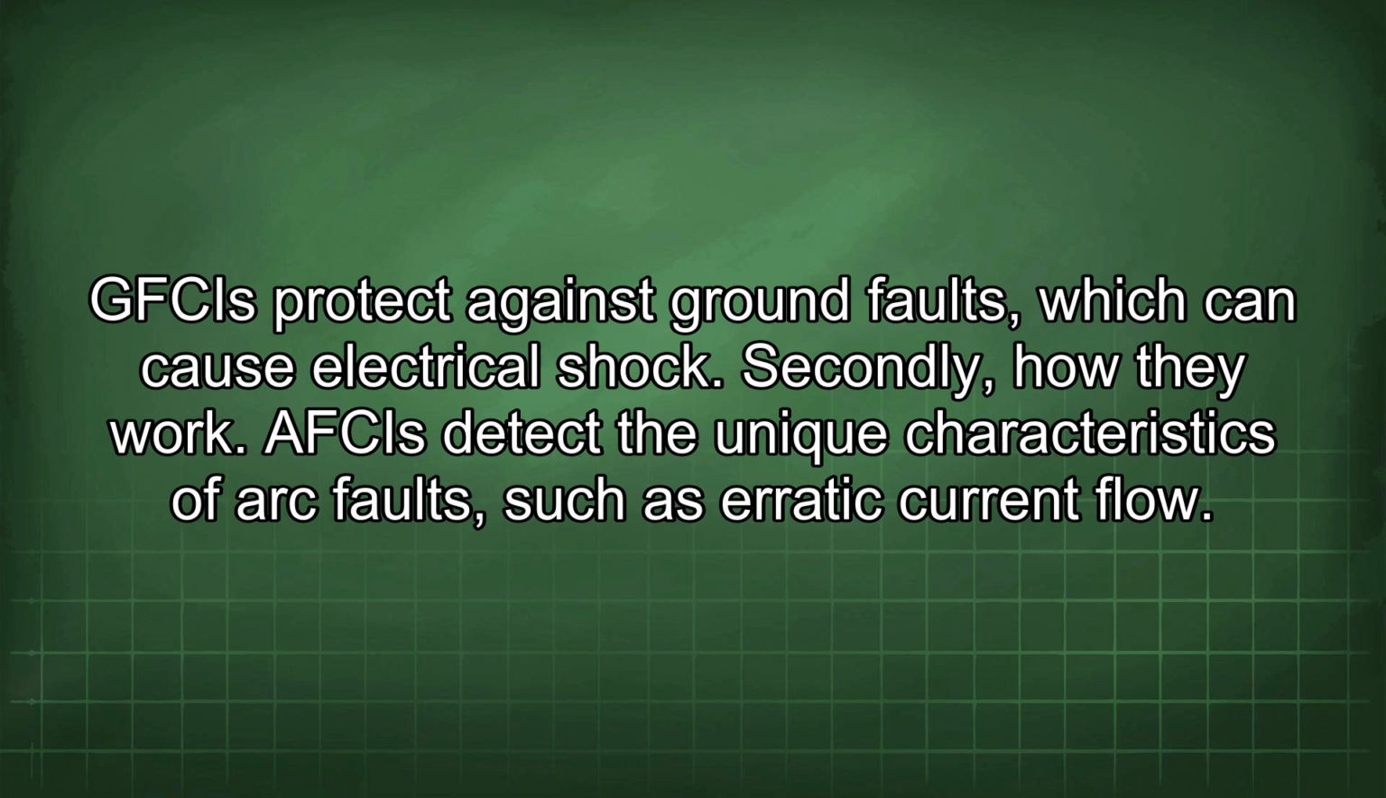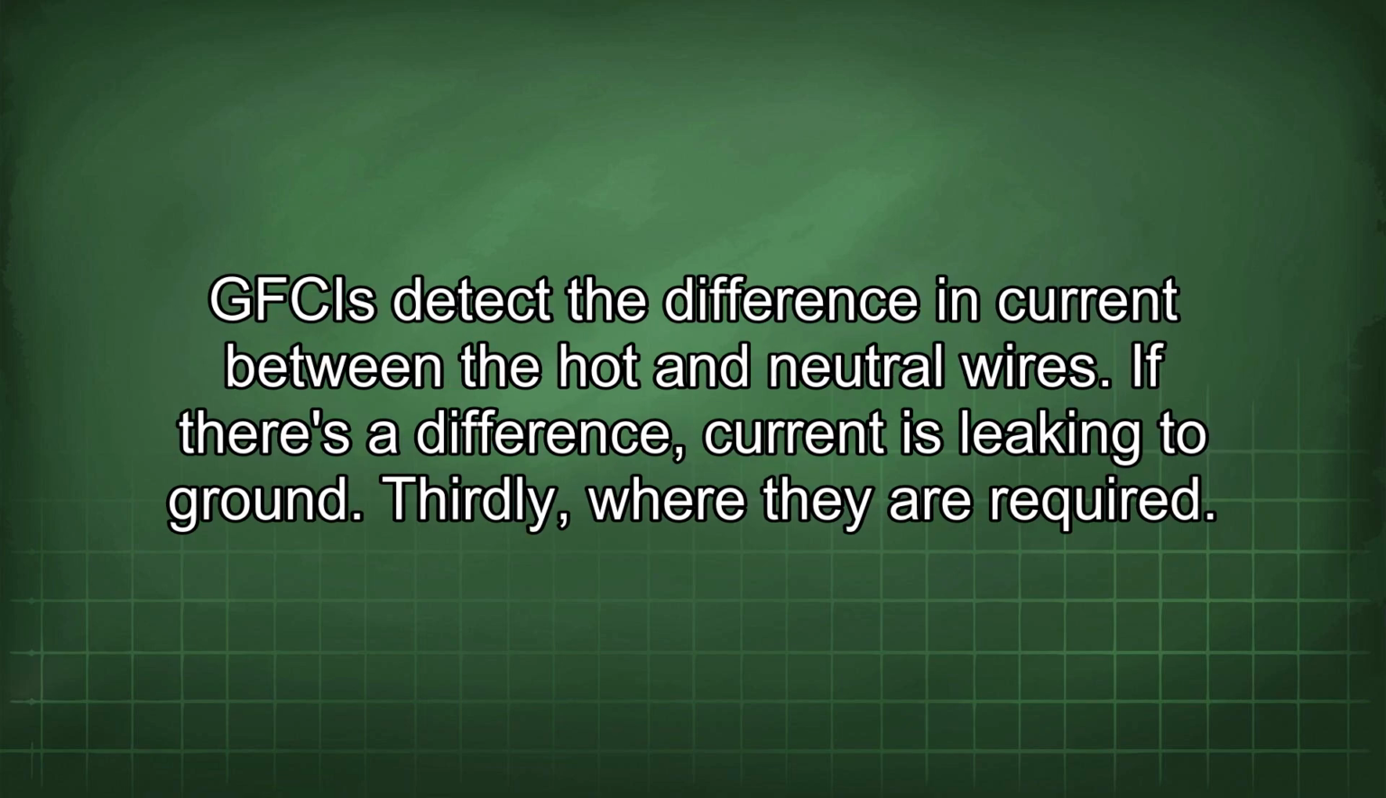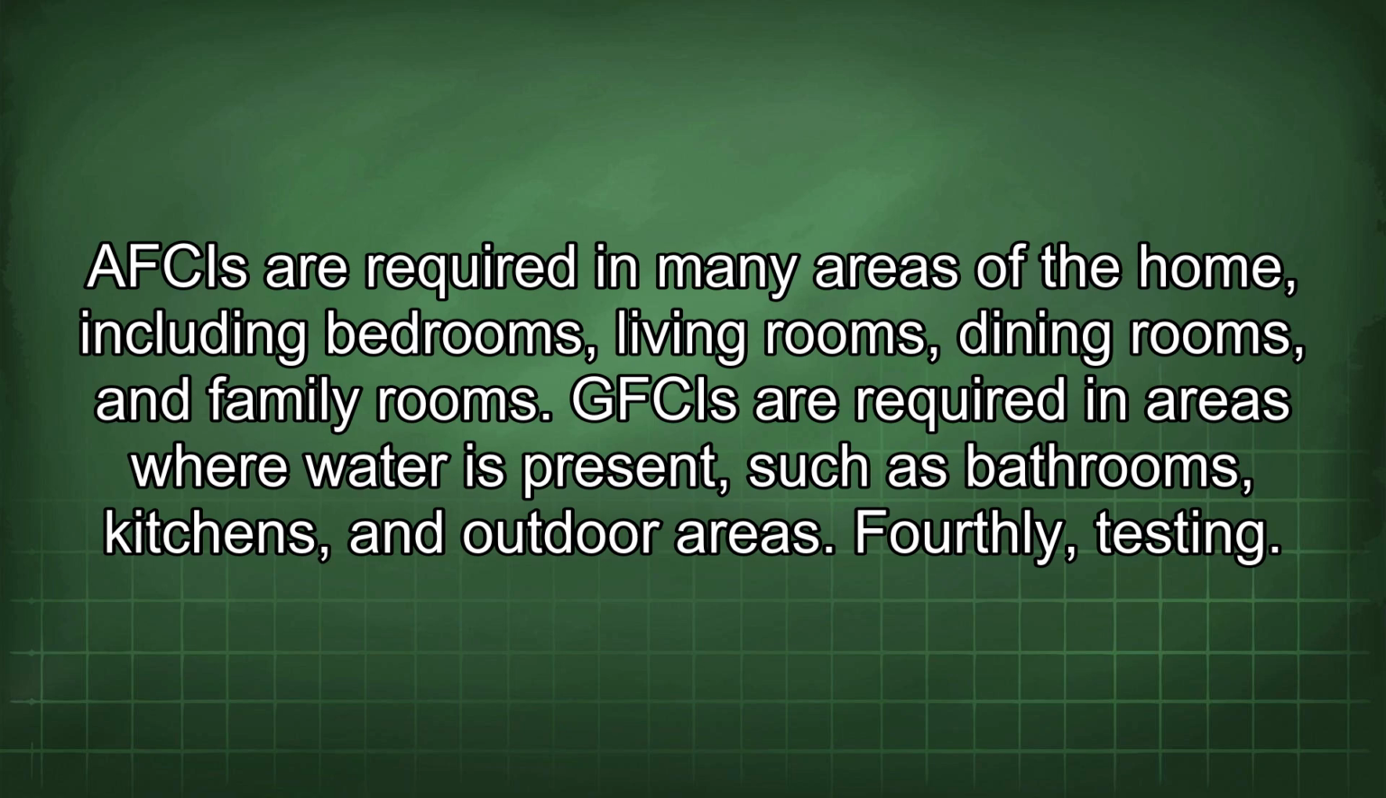Secondly, how they work. AFCIs detect the unique characteristics of arc faults, such as erratic current flow. GFCIs detect the difference in current between the hot and neutral wires. If there's a difference, current is leaking to ground. Thirdly, where they are required. AFCIs are required in many areas of the home, including bedrooms, living rooms, dining rooms, and family rooms. GFCIs are required in areas where water is present, such as bathrooms, kitchens, and outdoor areas.